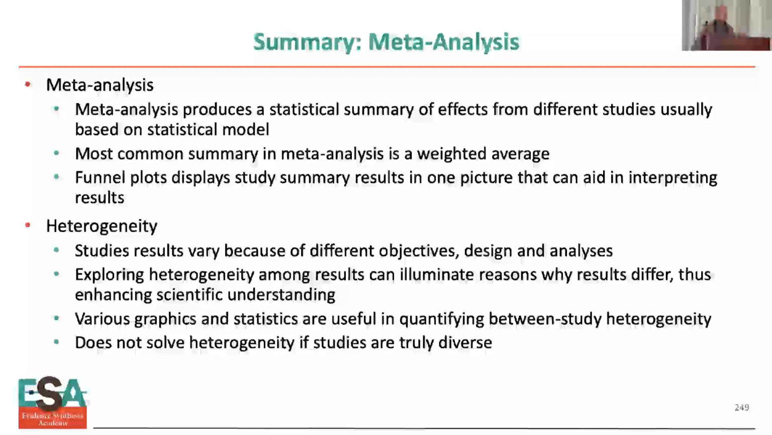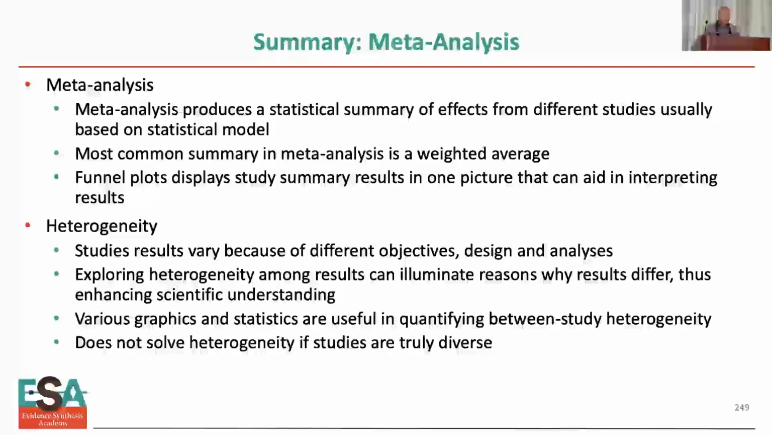So again, this is a quick overview of two of the things that we do in meta-analysis. One is we calculate the average effects, and the other we look at heterogeneity. The meta-analysis gives you a statistical summary of effects from different studies, usually based on some sort of statistical model. We will talk about those more tomorrow. The most common summary in a meta-analysis is a weighted average. And actually, they should say the forest plot, not the funnel plot. The funnel plot is another type of plot, which I haven't talked about. The forest plot displays the study summary results in one picture that can aid in interpreting results.